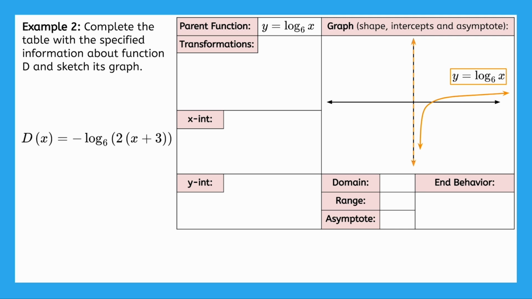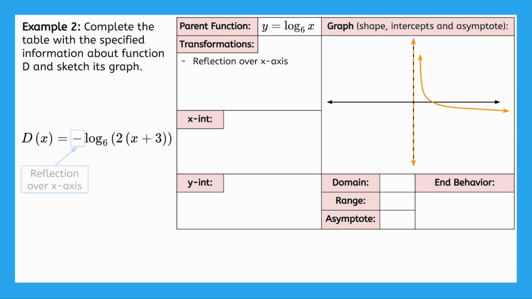Now let's identify the transformations. The minus sign outside the parent function will reflect over the x-axis. This reflection will change the growth behavior of our function into decay. The other two transformations we have, the 2 and the 3, since they are inside, they will transform the graph horizontally. Remember that horizontal transformations do the exact opposite of what you'd expect.